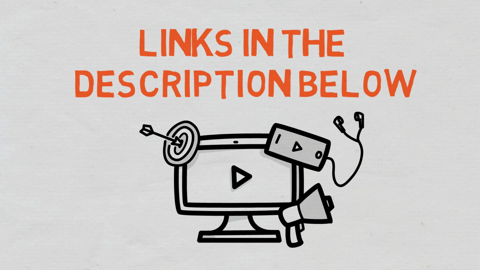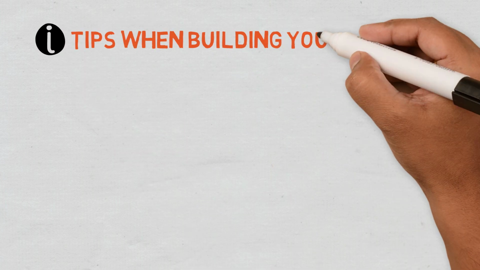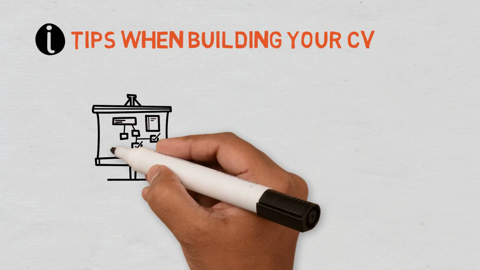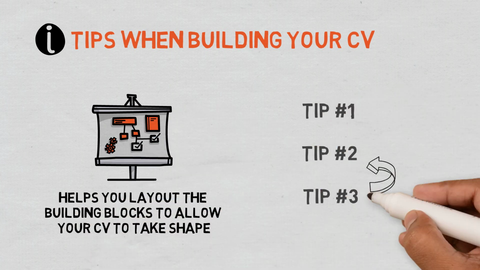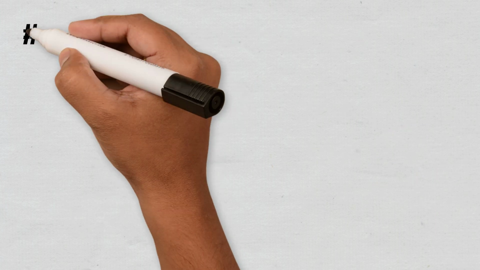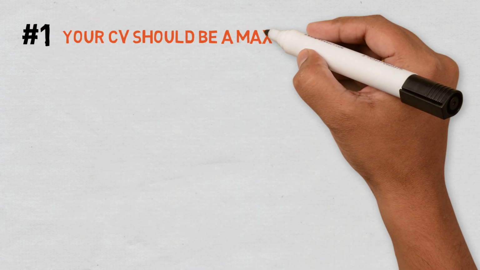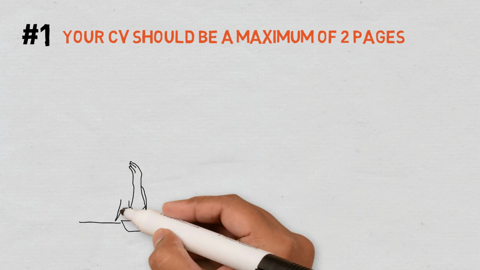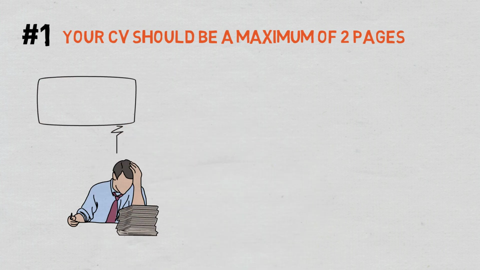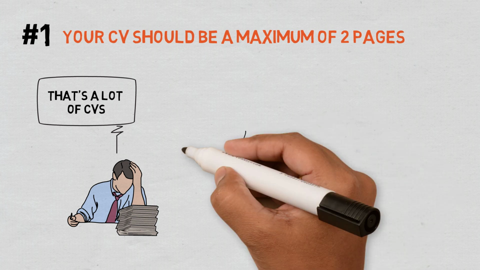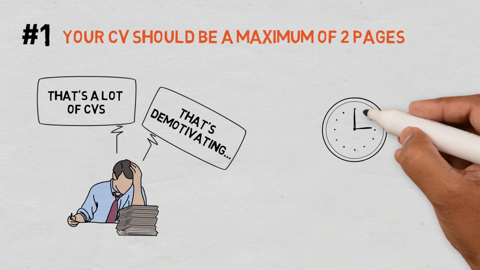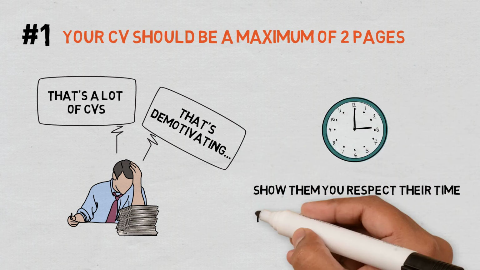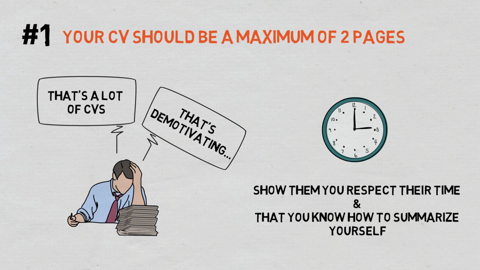Now here are some tips you can use to figure out how to lay out all these blocks and allow your CV to take shape. You will notice that each tip allows you to better fulfill the previous one. Number 1. Your CV should be a maximum of 2 pages. The reality is that recruiters have to go through hundreds of CVs a day, and noticing that they have to read a 5 to 10 page CV is really demotivating. Show them you respect their time and they will be happy to read a well summarized CV of yourself.